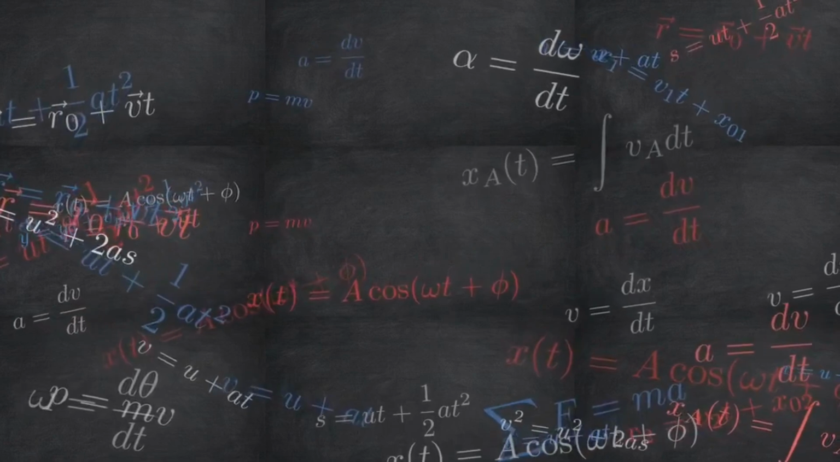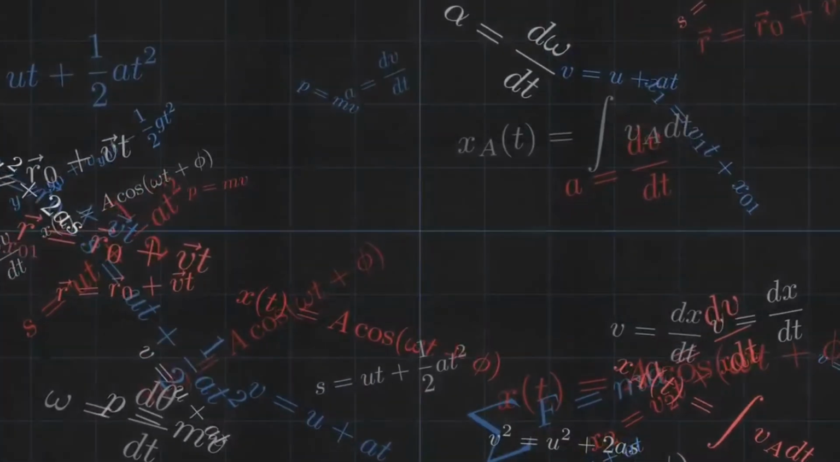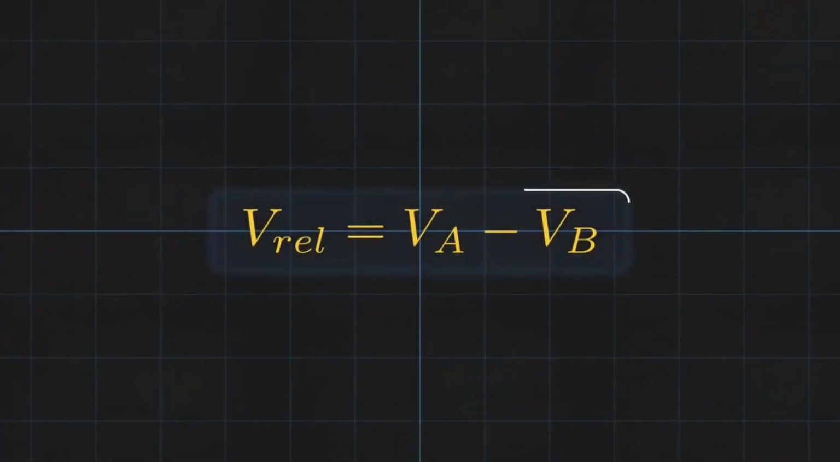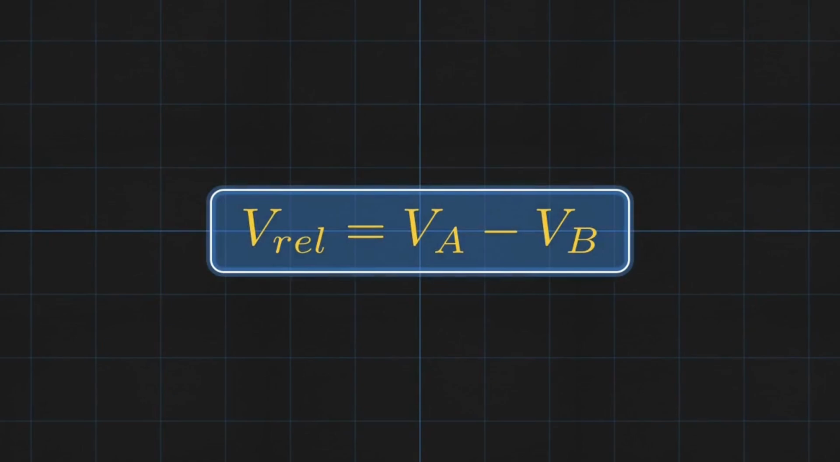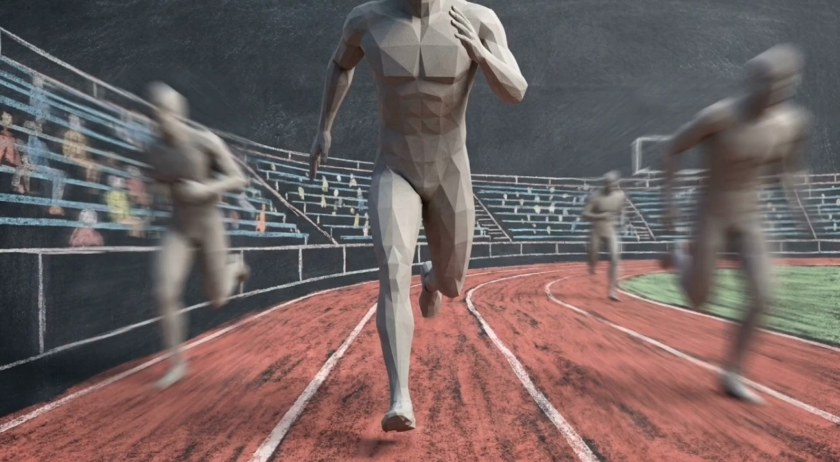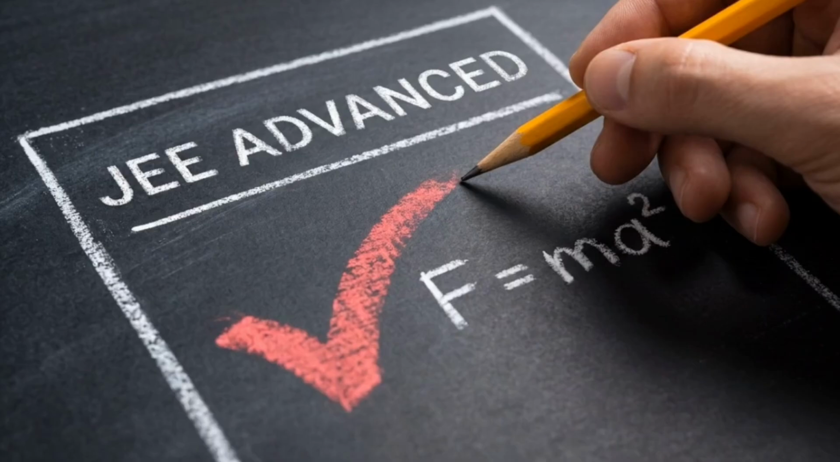Relative motion functions as a mathematical methodology used to reduce multi-body chaos into a single-body equation. Adopting a perspective known as relative rest allows a student to freeze one moving target and force the rest of the system to mathematically adjust. For competitive exams like the JEE, this frame shift is a significant tactical advantage.